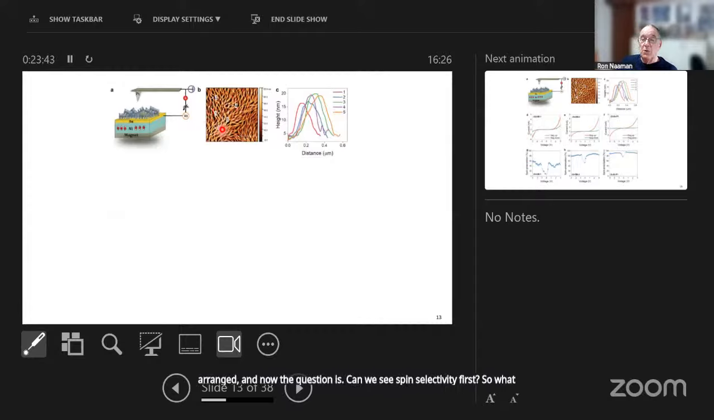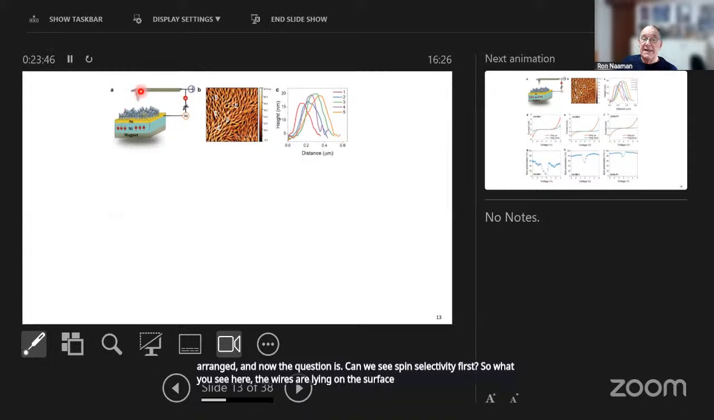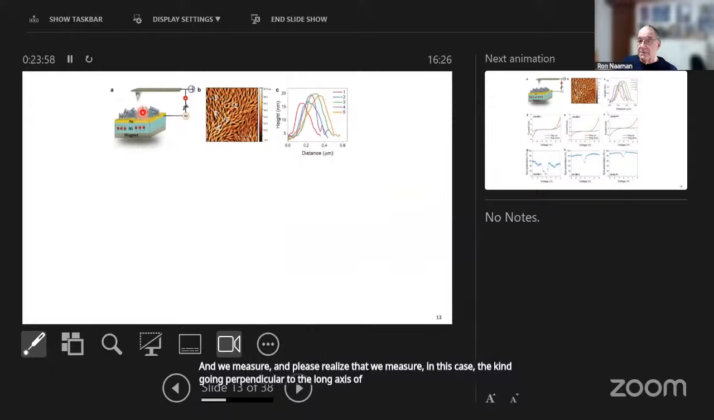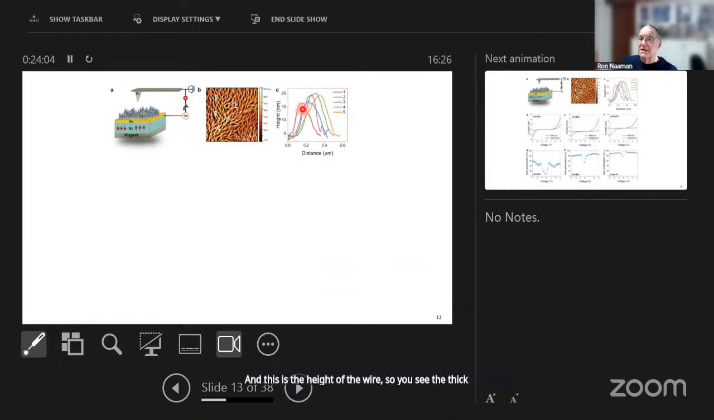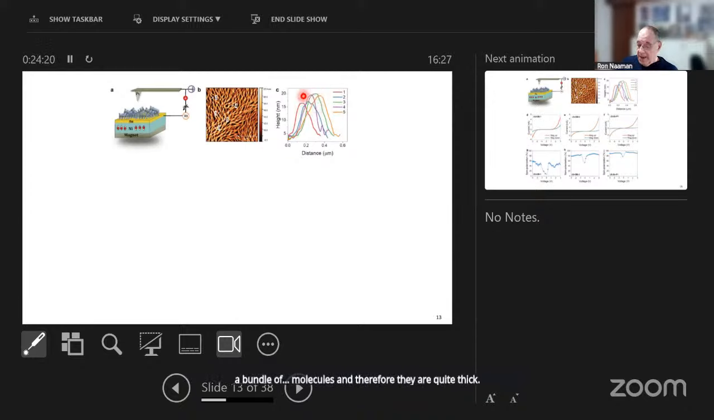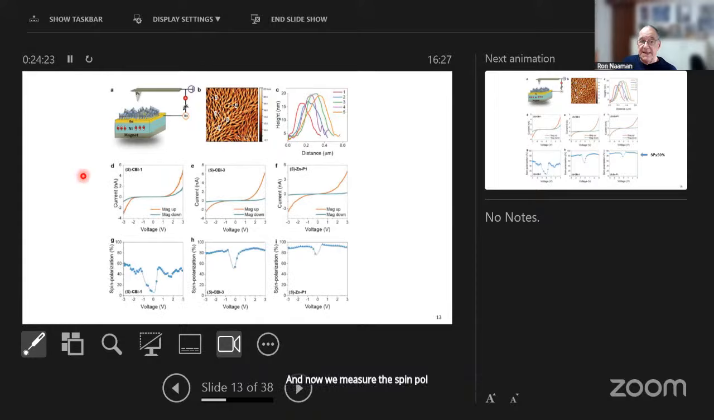And now the question is, can we see spin selectivity first? So what you see here, the wires are lying on the surface. We come with the tip of the AFM and we measure, and please realize that we measure in this case the current going perpendicular to the long axis of the wire. And this is the height of the wire. So you see the thickness of the wire, it's between 15 to 20 nanometers. Namely, these wires are not made from single molecules, but they are made from a bundle of molecules, and therefore they are quite thick.